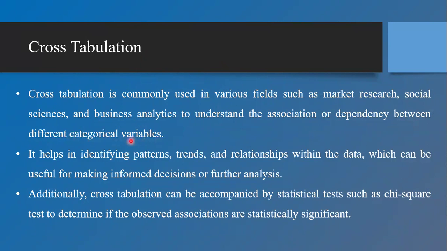So our focus is on the categorical variables. We need to see the dependency of one categorical variable on another categorical variable. It helps in identifying patterns, trends, and relationships within the data, which can be useful for making informed decisions or further analysis. Additionally, cross tabulation can be accompanied by statistical tests such as the chi-square test to determine if the observed associations are statistically significant or not.